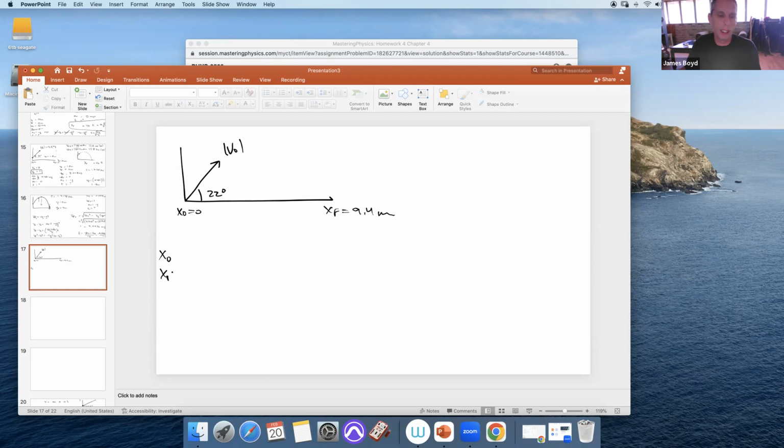So just looking at the X without thinking about the Y at all. This is 0. This is 9.4.